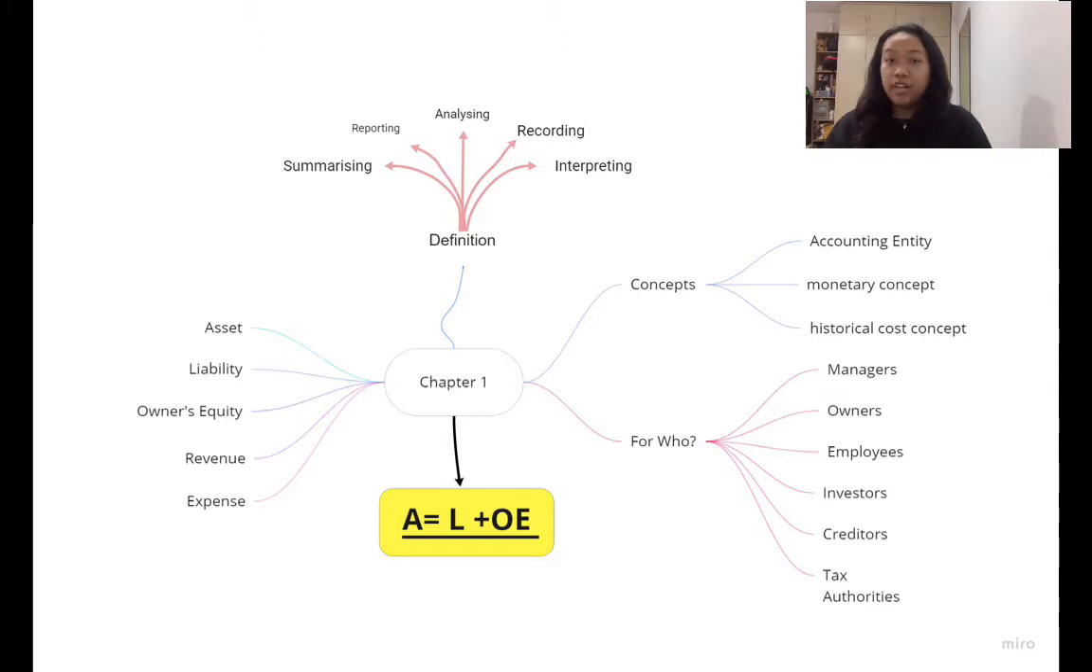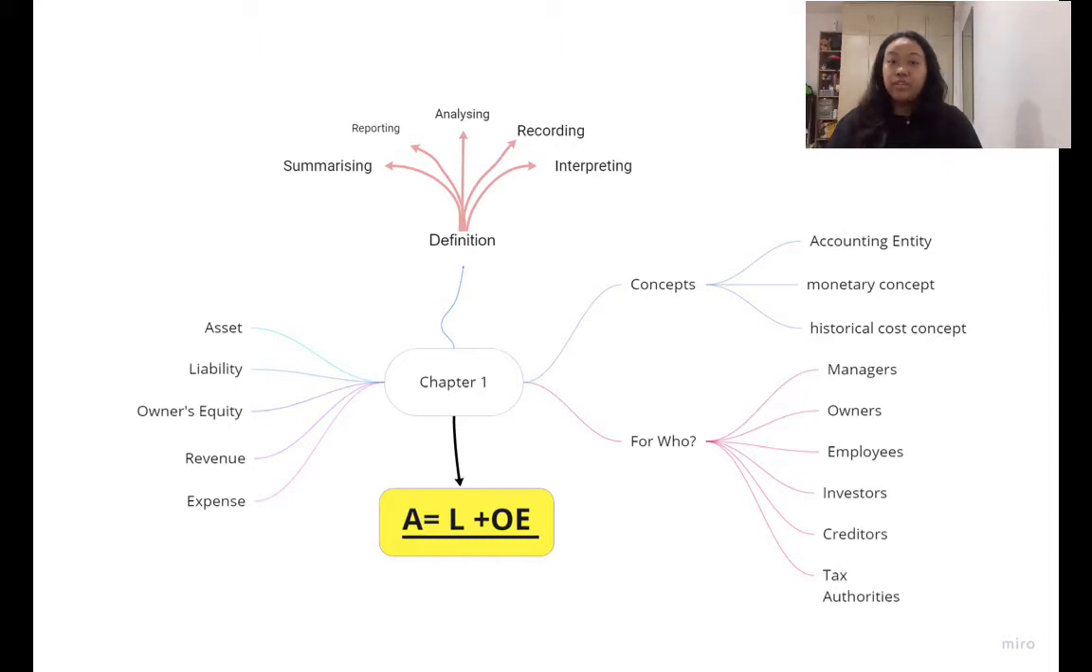It provides accounting information, known as the language of business, to, firstly, managers, to identify the daily operations of the business. Secondly, owners, to know if his or her company is making profits. Thirdly, employees, to know if the business is making profits. Fourthly, investors, to decide whether they should invest with the company. Fifthly, creditors, to see if they should continue business with the company. And lastly, tax authorities, to tax the company that is making profits.